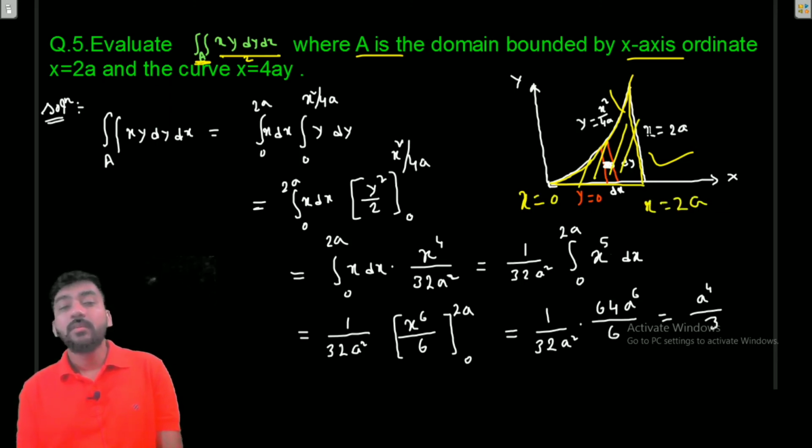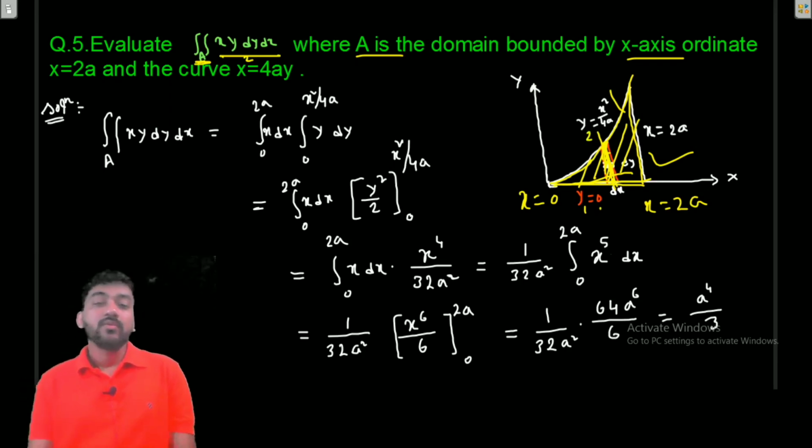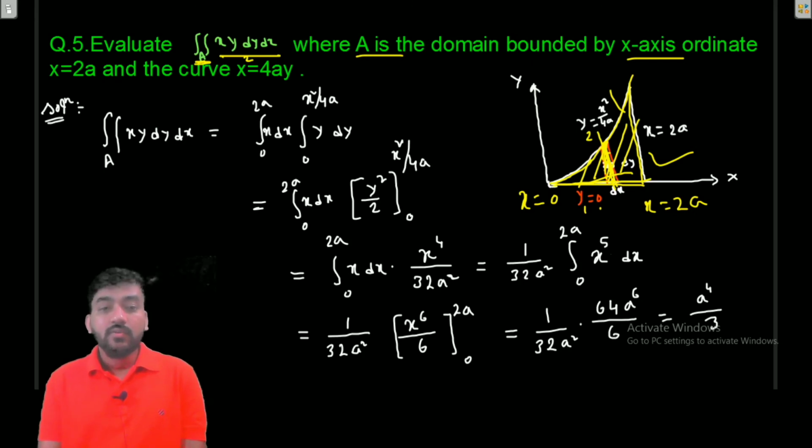Now what will be the limit of y? So for y, initial y1 is 0 because it is from x-axis, and up to this curve you have to move the strip from this point to this point. Okay, so it will be y is equal to just x square by 4a. So y1 will be 0 and y2 will be x square by 4a. So you have to put the limit of y 0 to x square by 4a, and the limit of x is 0 to 2a. So it will be integration 0 to 2a x dx into integration 0 to x square by 4a y dy. So again you have to first integrate with respect to y.